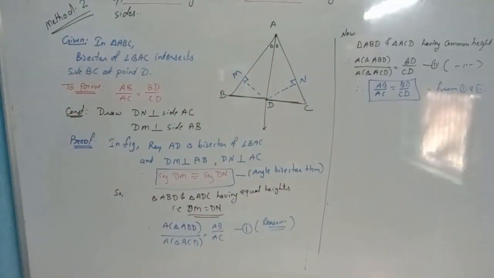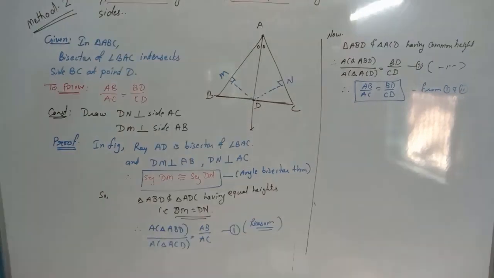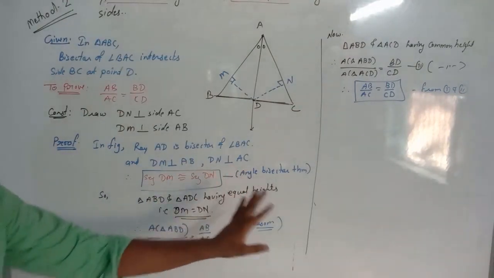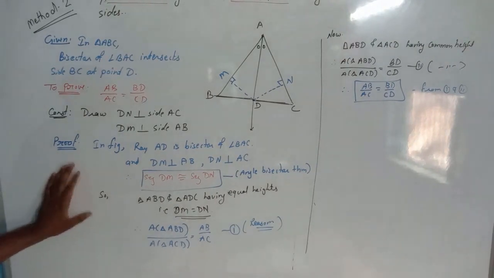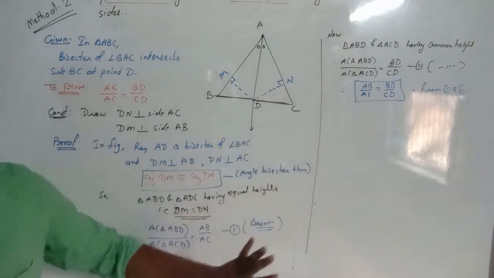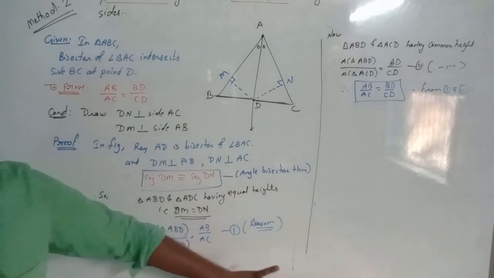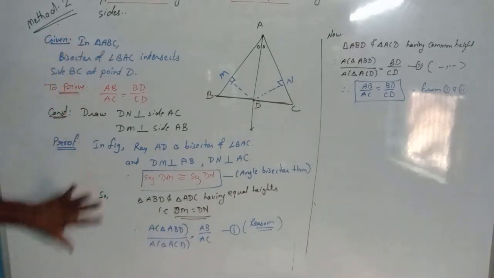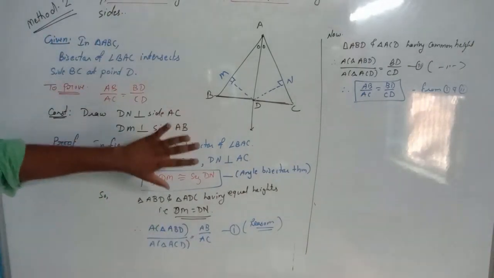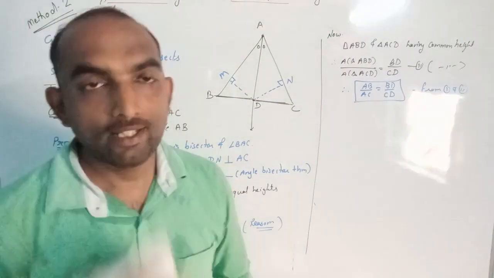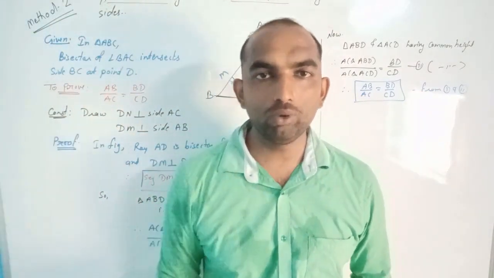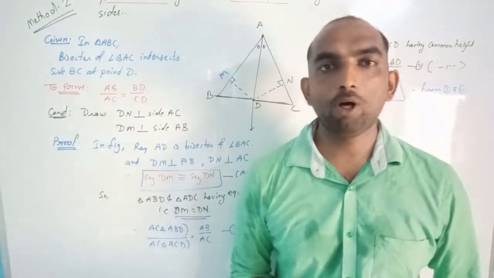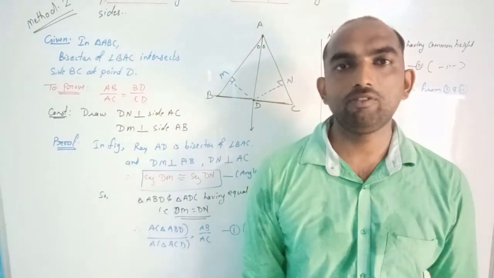Simple. Are you getting? Is that clear? So these are the two methods. I always prefer to prove this theorem by the second method because it's the easy one and the shortest one. So you can apply this method to prove this theorem in the exam too. I hope you are clear on both method 1 and method 2 to prove this property of the angle bisector of a triangle.